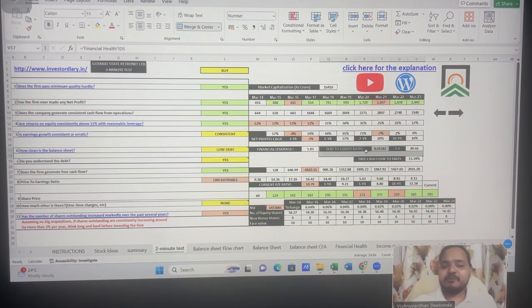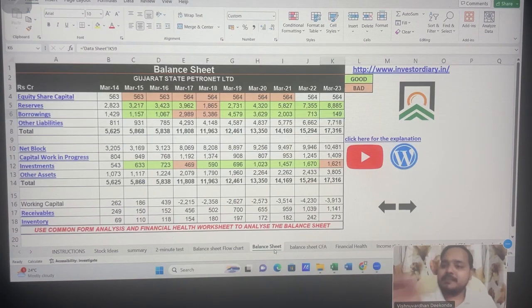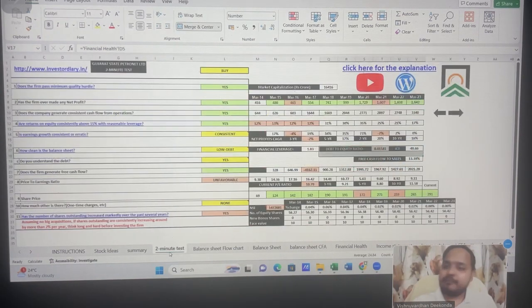So basically, when I started using this Excel sheet, the 2-minute test, or in my previous sheet it was a 10-minute test, companies should pass our 2-minute test. If any company fails the test, I will not go and value the stock. This is the basic principle. If a stock fails the test, we will not value that stock. We will not waste our time. So the 2-minute test is something we place a lot of emphasis on.